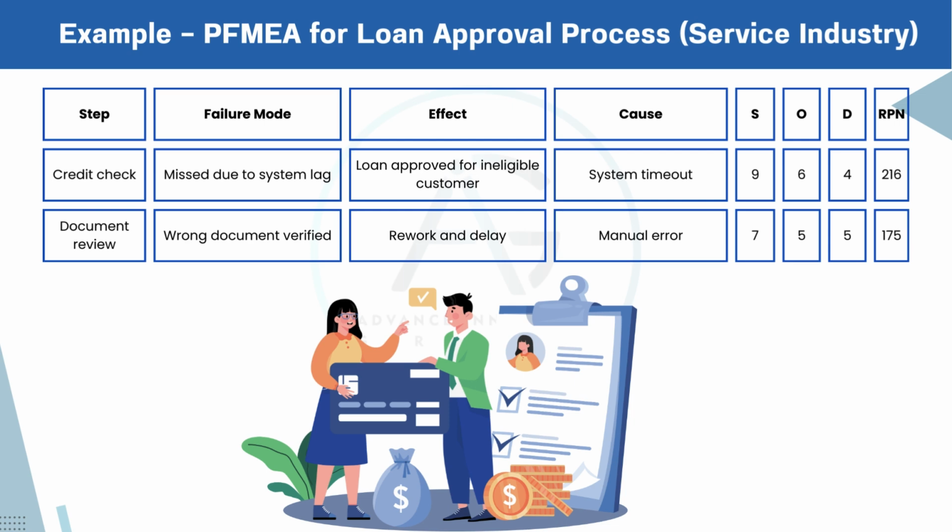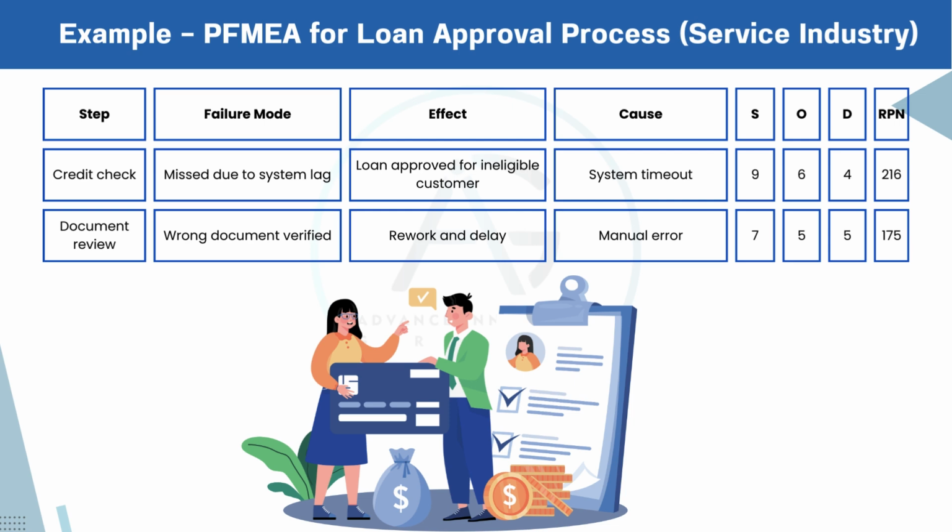Ratings. Severity, 9, high impact. Ineligible loan approval can lead to major financial losses. Occurrence, 6, system timeouts are not uncommon. Detection, 4. Failure might not be caught early. RPN, 9 times 6 times 4 equals 216. This is a high-risk item and needs immediate corrective action, possibly upgrading the system or adding validation checks.